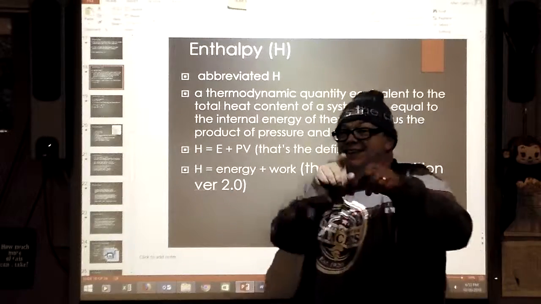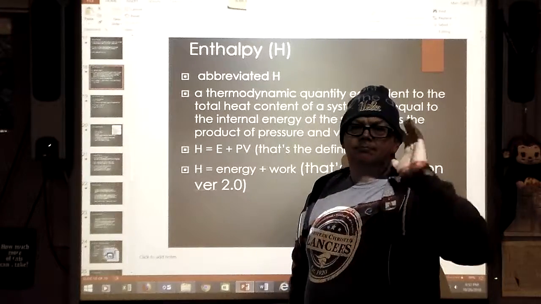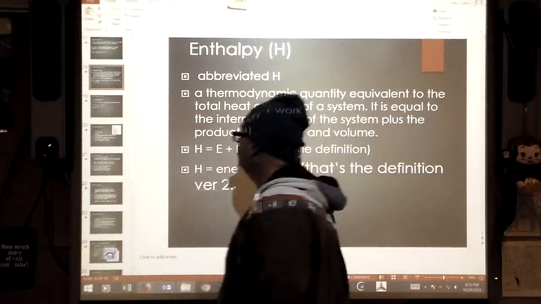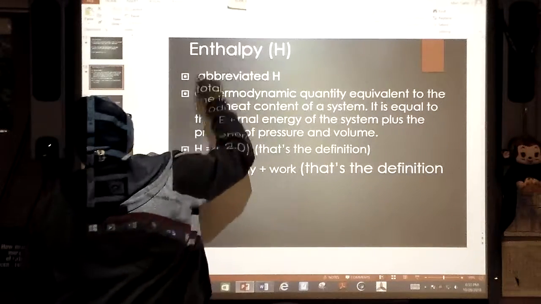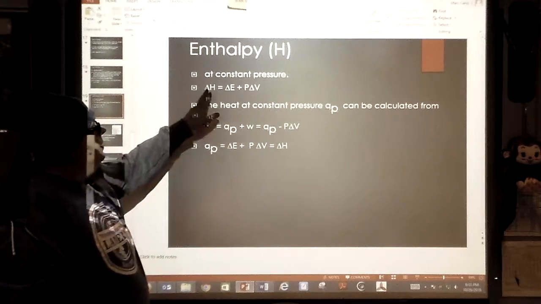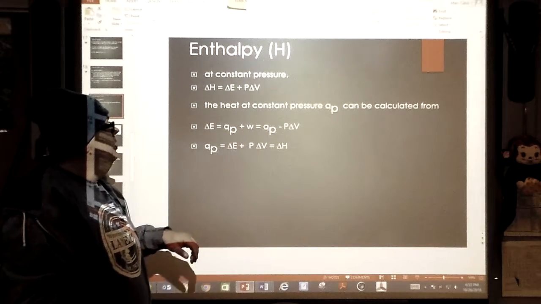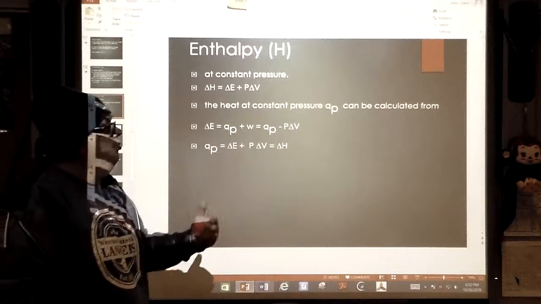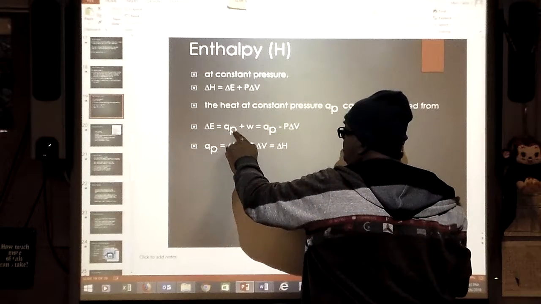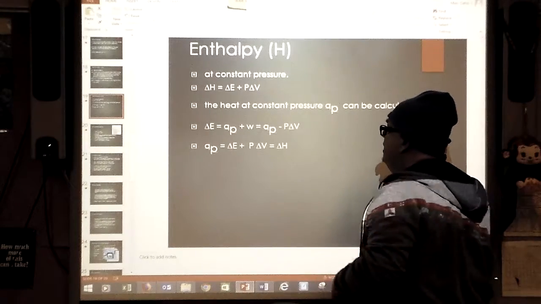Usually you're going to have that triangle that's there. Normally you'll see enthalpy with the H, and you'll see the triangle in front of the H. So enthalpy is at constant pressure, and delta H is equal to delta E plus pressure times the change in volume. Now we can look at the heat at constant pressure. QP can be calculated from delta E is equal to QP plus the work, which is equal to QP minus the P delta V. Now, wait a minute.